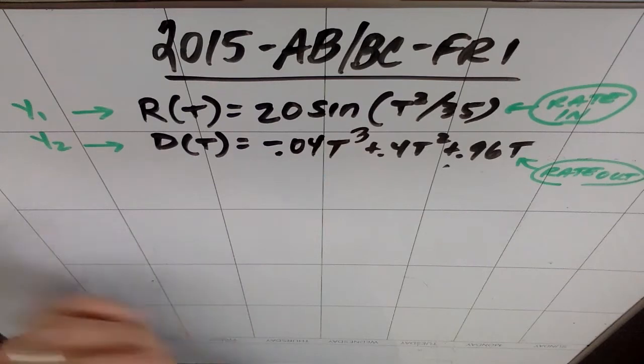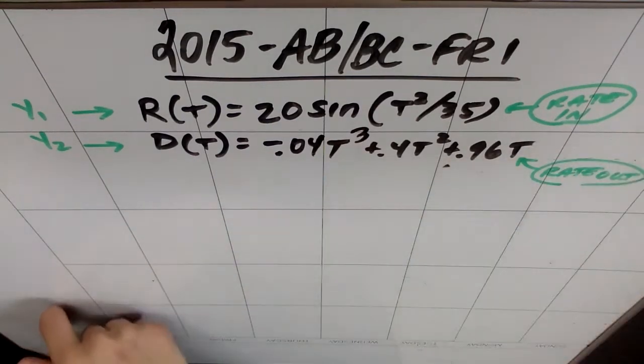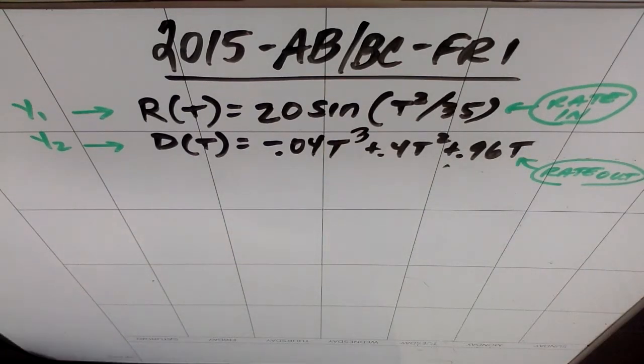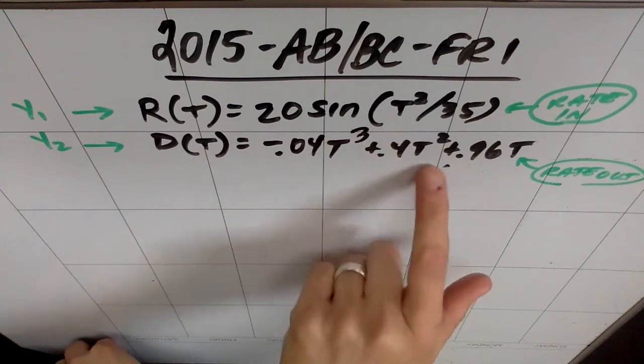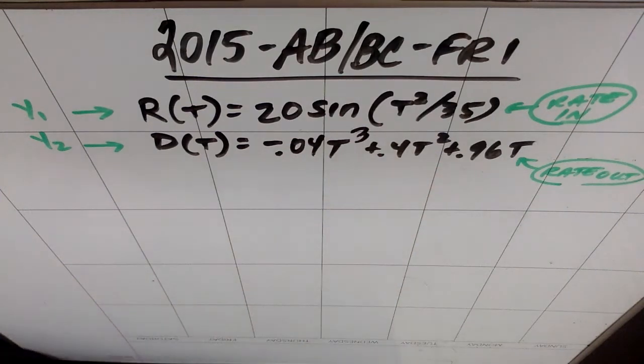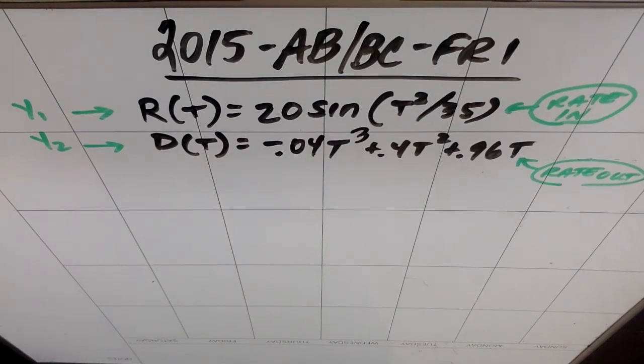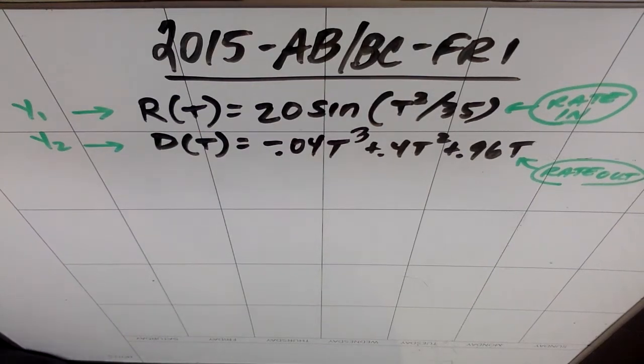So R of t is the rate the water is coming in. That's why I wrote rate in right here, in cubic feet per hour, from t is 0 to 8. The pipe is partially blocked, so D of t is how fast the water is draining out, so rate out. Again from 0 to 8, and there are 30 cubic feet of water at time 0 in the pipe. So part A: how many cubic feet of rainwater flow into the pipe in that 8-hour window?